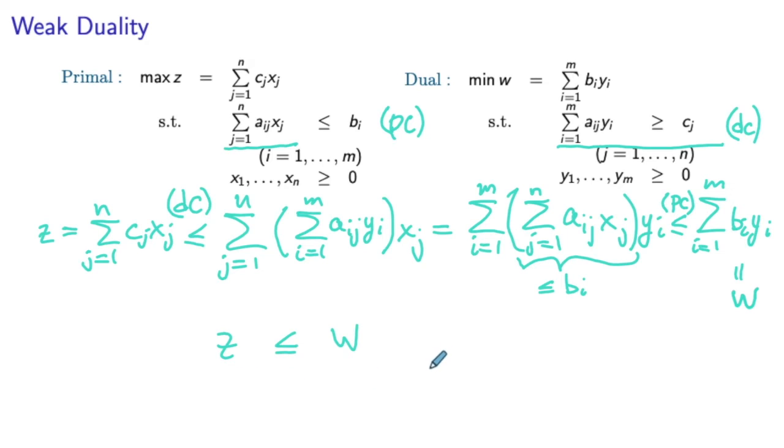So why do we call this weak duality? Because it allows a strict inequality. All right, so in general, Z can be less than W, but the inequality must hold for every feasible solution of the primal and every feasible solution of the dual.